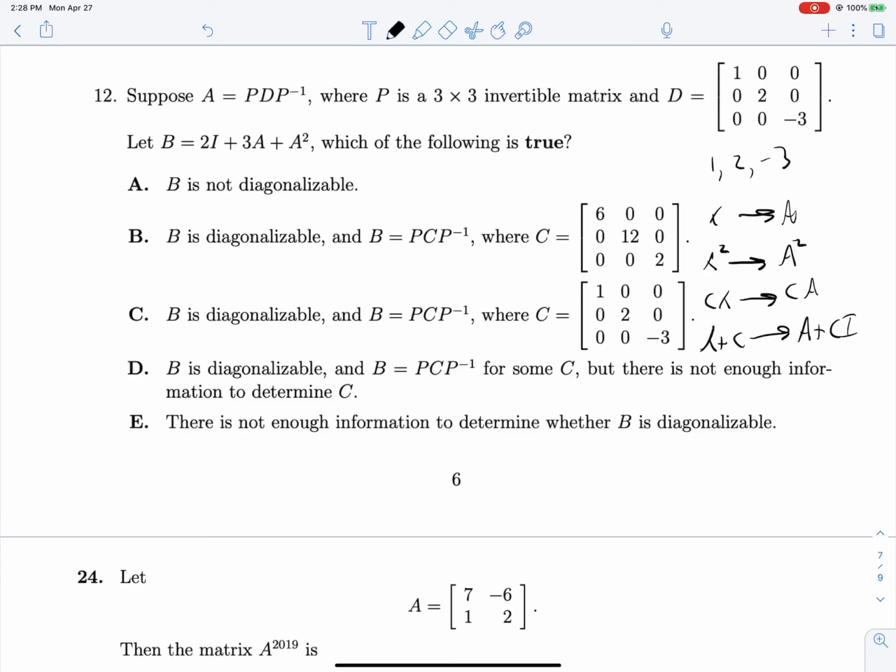So let's use this to figure out whether B is diagonalizable, because B will only be diagonalizable if we end up with three distinct values for our eigenvalues after computing this. So we'll be taking these individual eigenvalues that we started with and applying these four rules on them to see what eigenvalue that turns into for B.